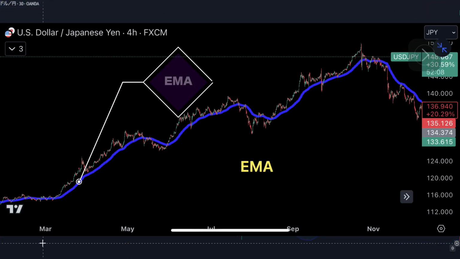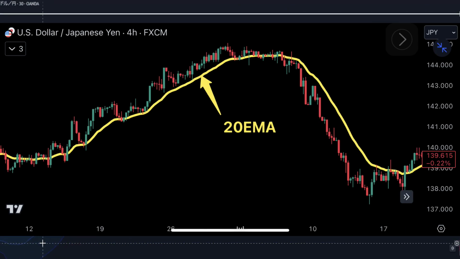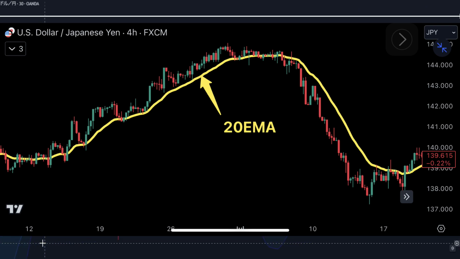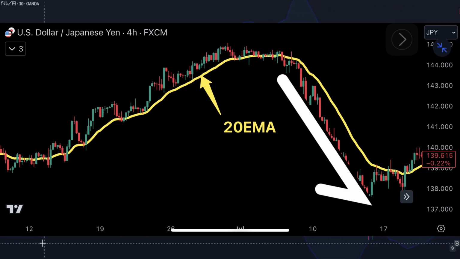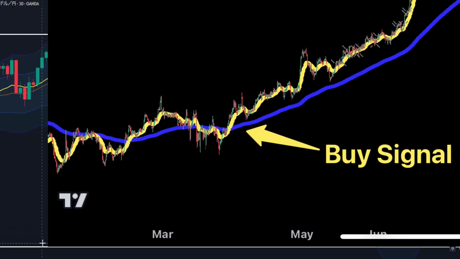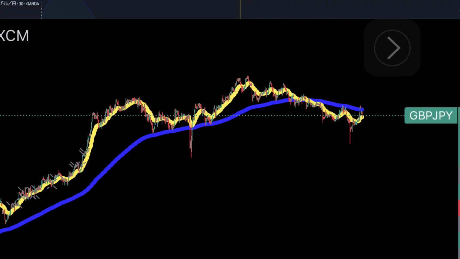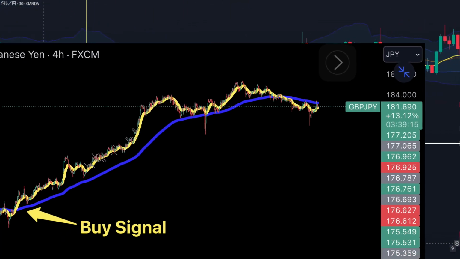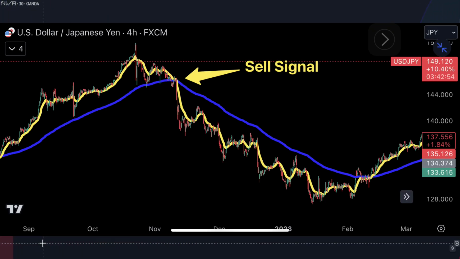Exponential moving average, EMA. The EMA is an exponential average that places greater weight on recent prices, allowing it to respond quickly to recent price trends. It's used for trend identification, with a rising EMA indicating an uptrend and a falling one suggesting a downtrend. Crossovers between short-term and long-term EMAs serve as trade signals. When the short-term EMA surpasses the long-term EMA, it's a buy signal, and vice versa for a sell signal.